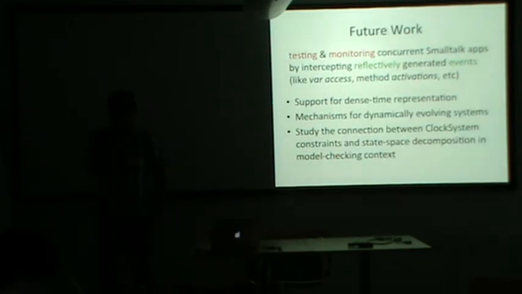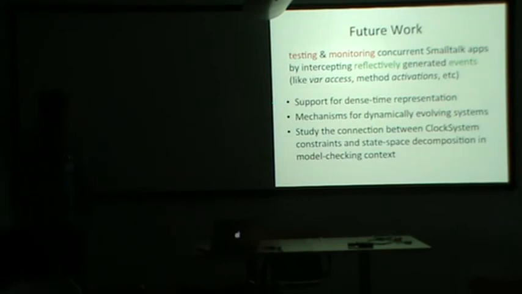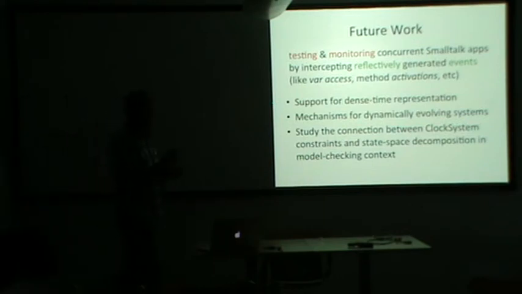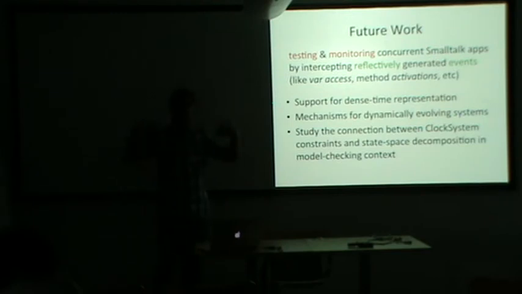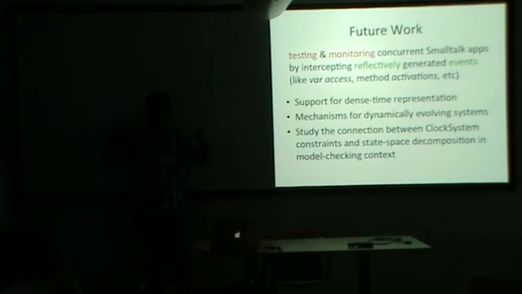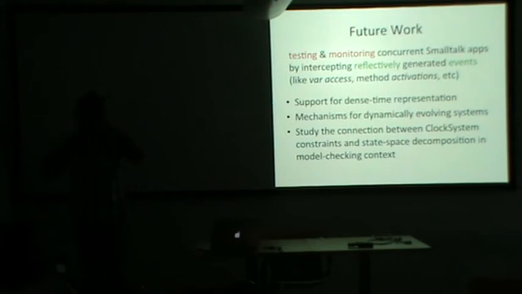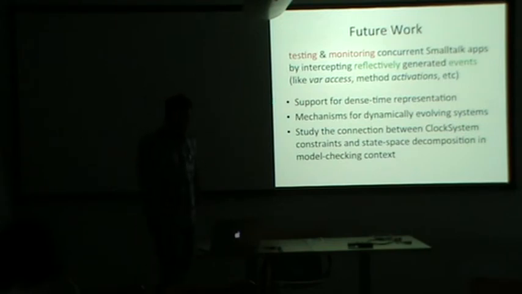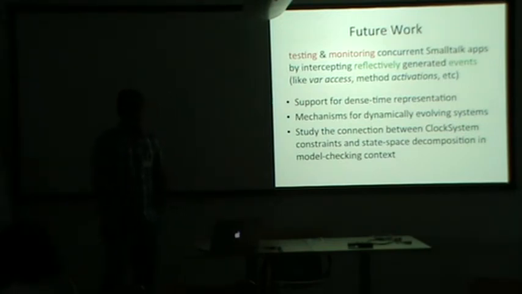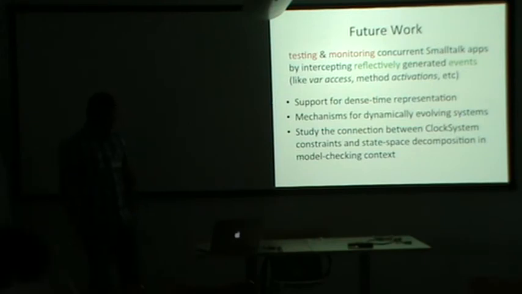And in the case of a concurrent Smalltalk application, I think testing and monitoring can be done by reflectively intercepting the generated events like variable access or method activations, and that will be your event sources. Then you'll say, I want this method to happen at the same time, or I don't care about the order in which they happen. So then I can use mainly a coincidence, saying that if A happens before B or B before A is the same thing, so it's like they happen at the same time, if we're using an asynchronous communication formalism.